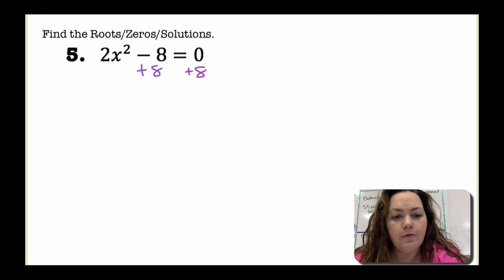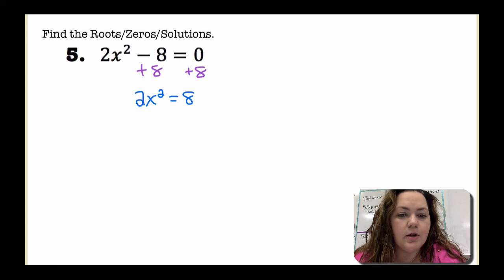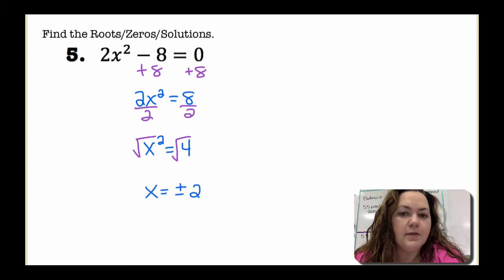All right, number 5. Oops, I already went ahead. 2x squared minus 8 equals 0. Now this one, of course, you could use the quadratic formula, but we're going to just go ahead and move the 8 over to the other side. We get 2x squared equals 8, divided by 2, and we get x squared equals 4. And then I can just take the square root of both sides, and I get x equals positive and negative 2.